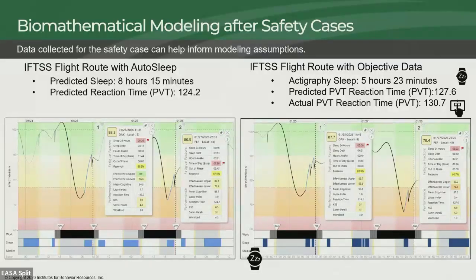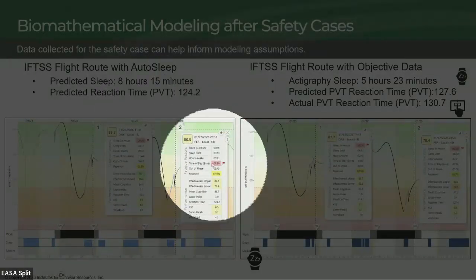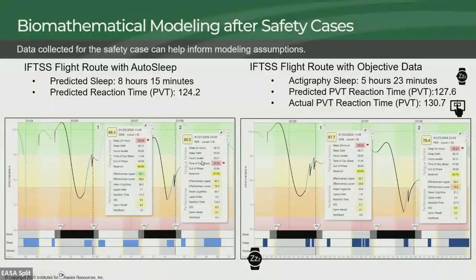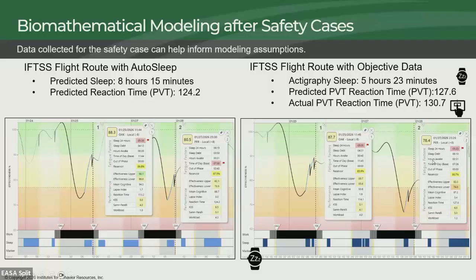And then you can bring that data back into the model. So for example, in our original safety case, we said that someone, maybe they would be getting 8 hours and 15 minutes within the 24 hours before their landing, but that was an assumption. And their PVT in this case was 124 milliseconds. Now that we have that objective sleep data, you can use that and model that instead. And so what we found with the actual data is they got 5 hours and 23 minutes within 24 hours of top of descent, and their PVT was slower, not only from the prediction, but also when they did a real PVT.